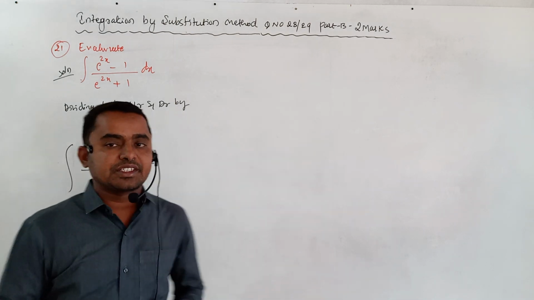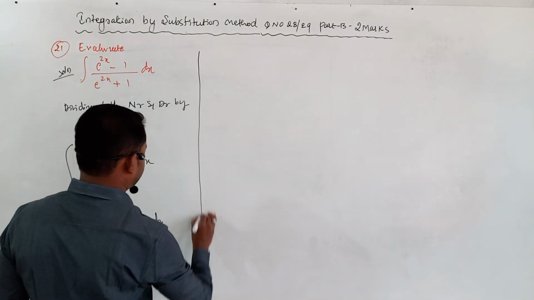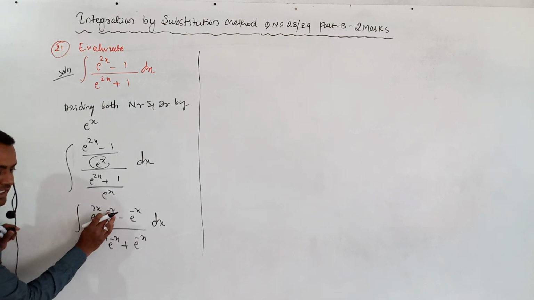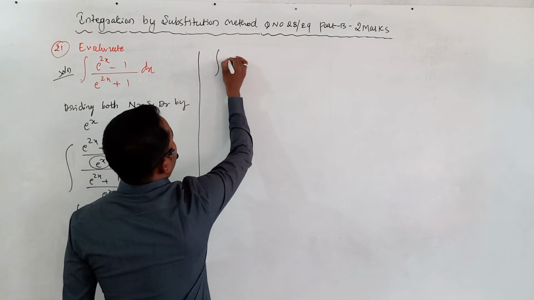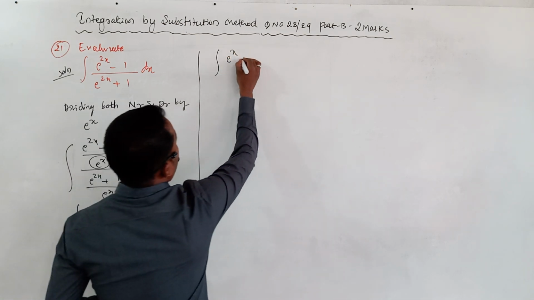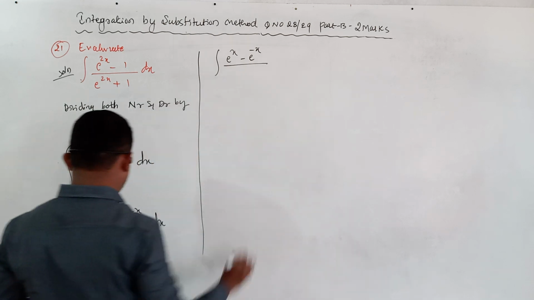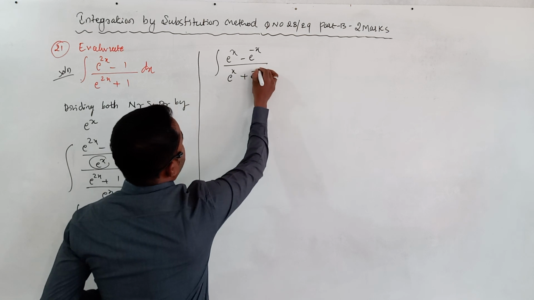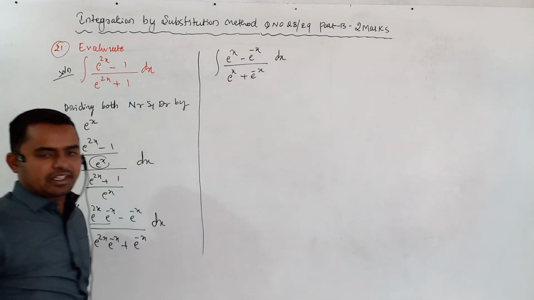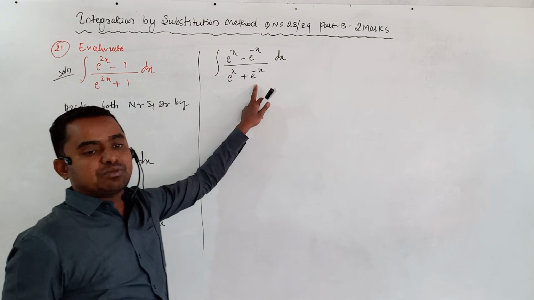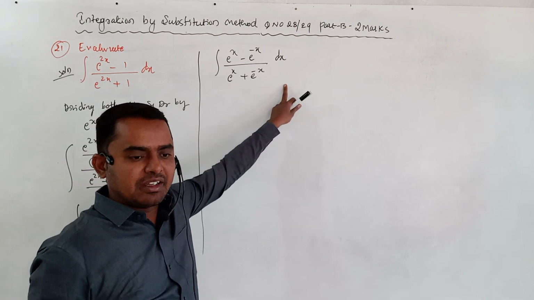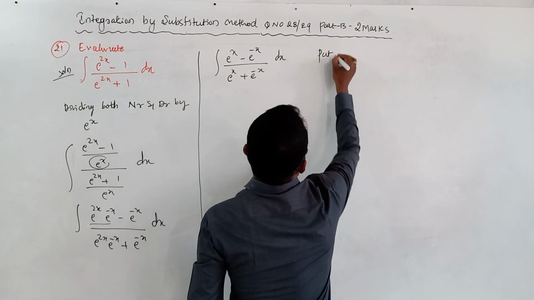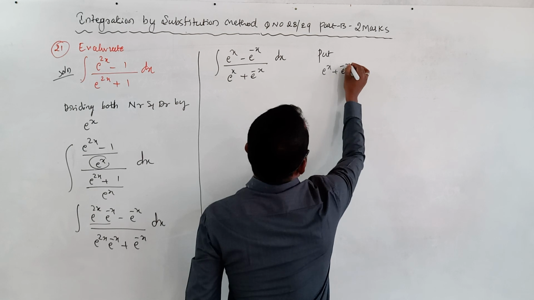So next, I am writing the further steps here. Base is the same, add the power: 2x minus x is x. Integration of (e^x - e^(-x)) divided by (e^x + e^(-x)) dx. Now put e^x + e^(-x) equal to t, substitution method. We did this type of problem yesterday. In the same way, put e^x + e^(-x) equal to t.